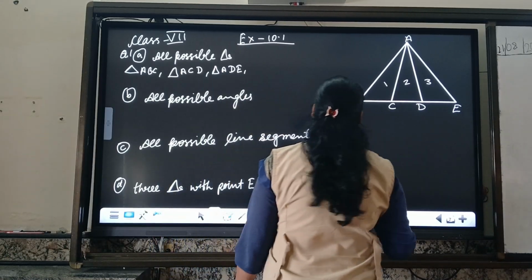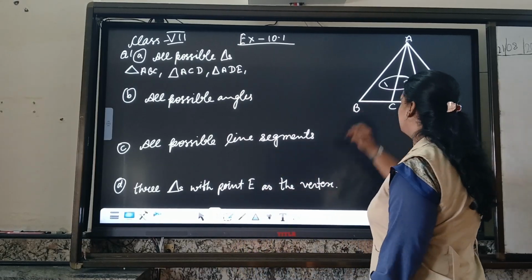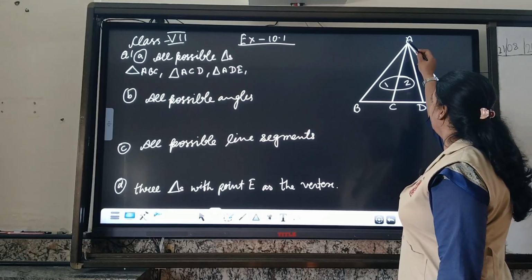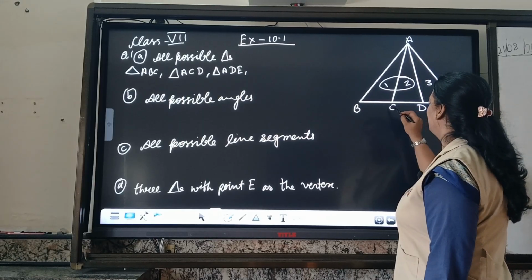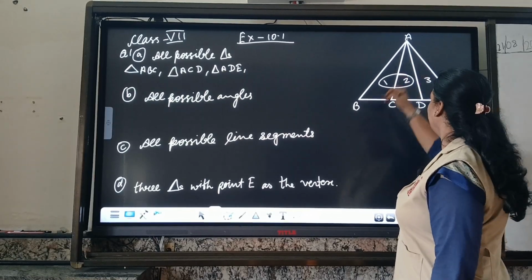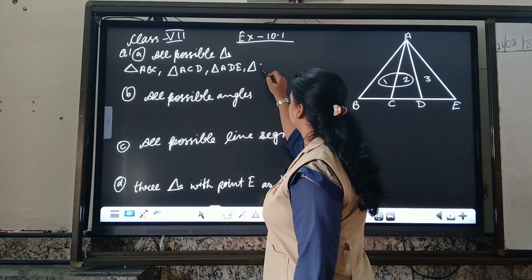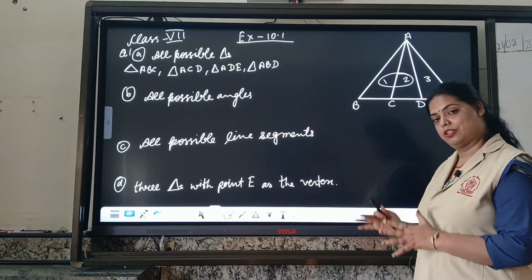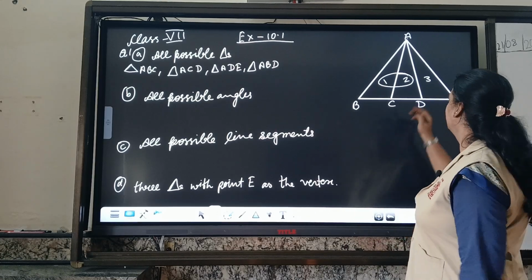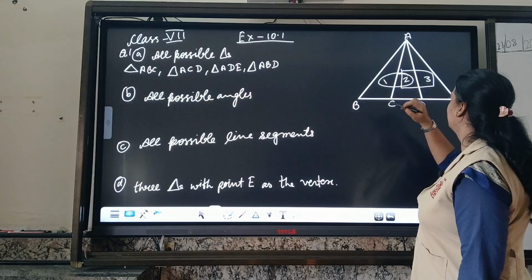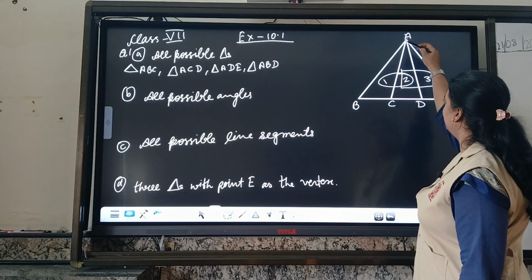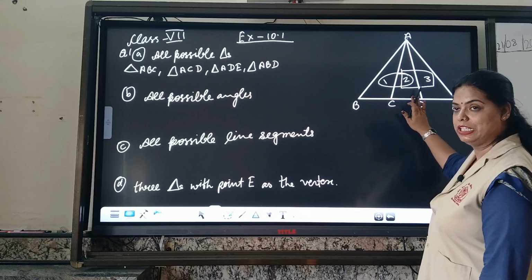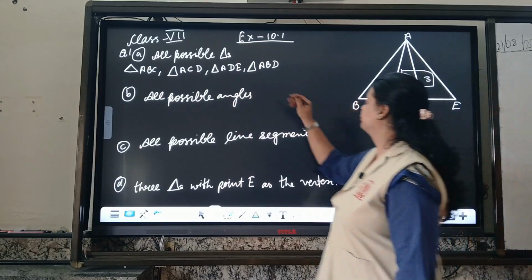Any other triangle? Yes. If I combine these two triangles, I will have a wider triangle, and the label will be ABD. I will not consider C. I will write ABD. Now I will combine triangle number 2 and triangle number 3. If I combine triangles 2 and 3, the name of the triangle will be ACE. I will not consider alphabet D. So I will write ACE.